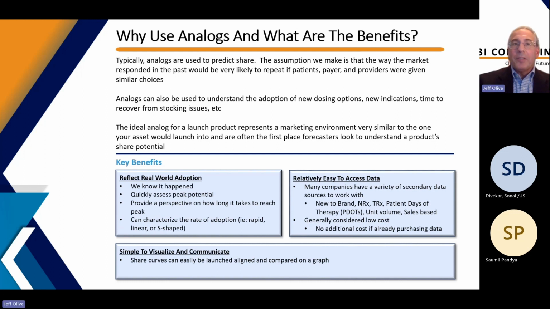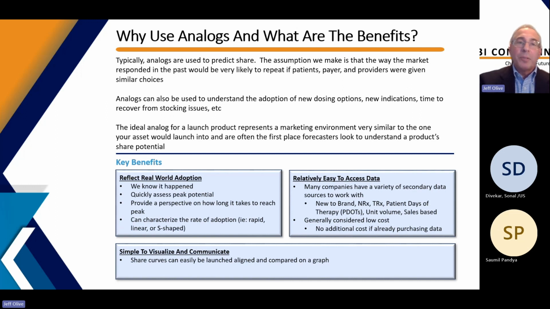On top of helping us understand market share, analogs can also be used for a lot of other applications. Some of them include, how do I plan for a new dosing option? What's the impact of a new indication? And for those areas where unfortunately we do struggle with stocking issues, how long might it take to recover the share that we lost when we were having the stocking issue?